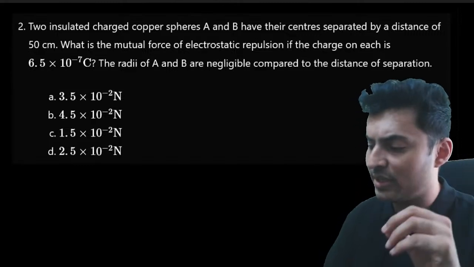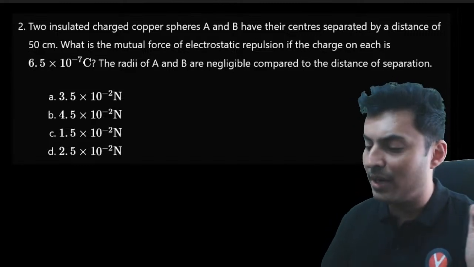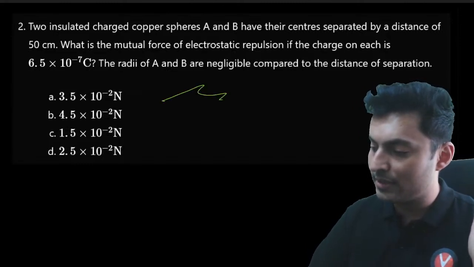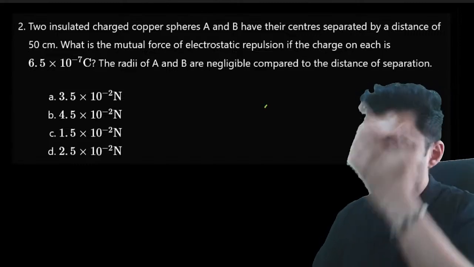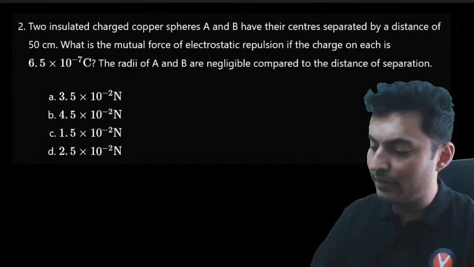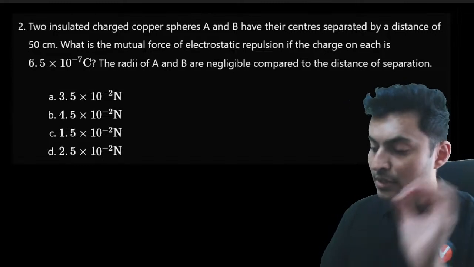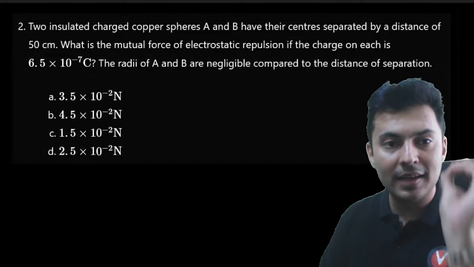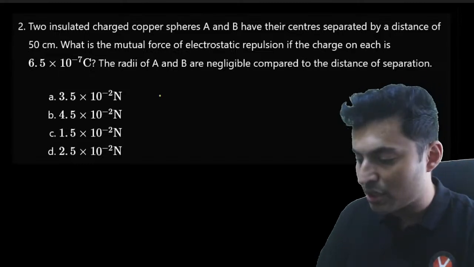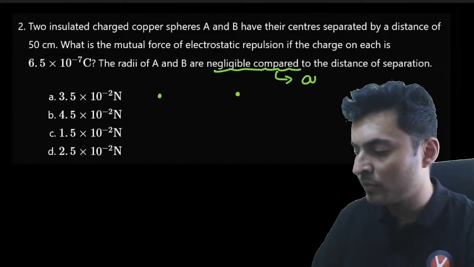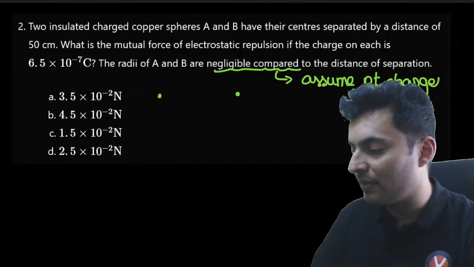Let's move on to the next question. Two insulated charged copper spheres A and B have their centers separated by a certain distance of 50 centimeters. What is the mutual force? That is the question. So, let's try to solve this particular question. The charges on the spheres are definitely given to us. We are also told that the radii are negligible compared to the distance of separation, so you can assume them as point charges. That's the reason why they have given this.